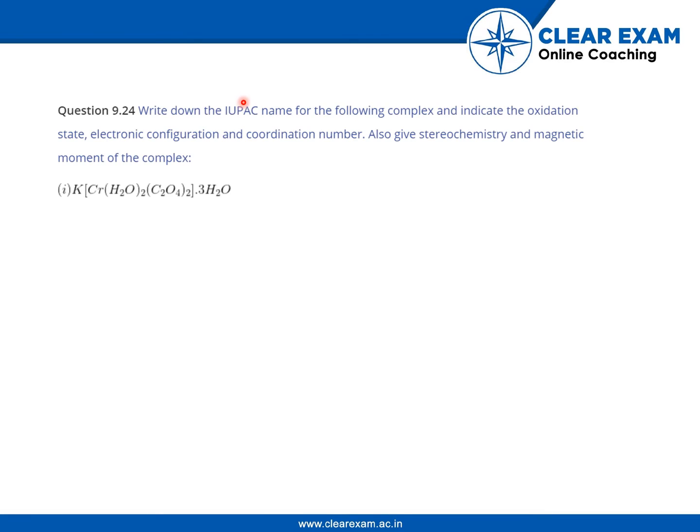So now the question is: write down the IUPAC name for the following complex and indicate the oxidation state, electronic configuration, and coordination number. Also give stereochemistry and magnetic moment of the complex. This is the complex given: K[Cr(H2O)2(C2O4)2]·3H2O.